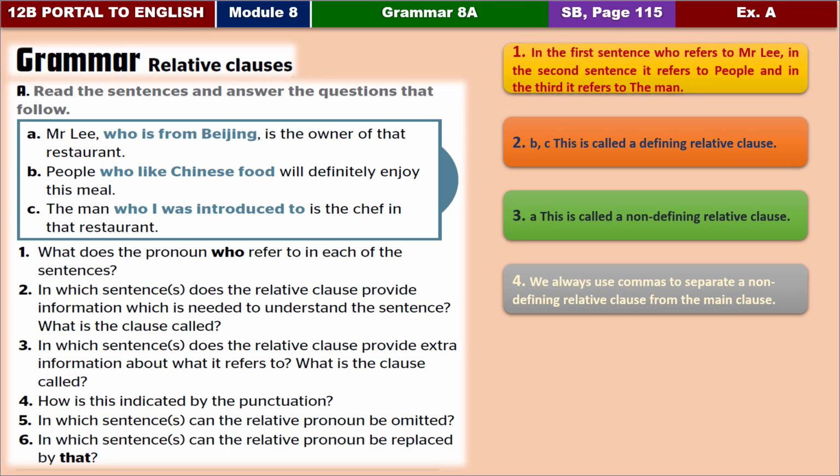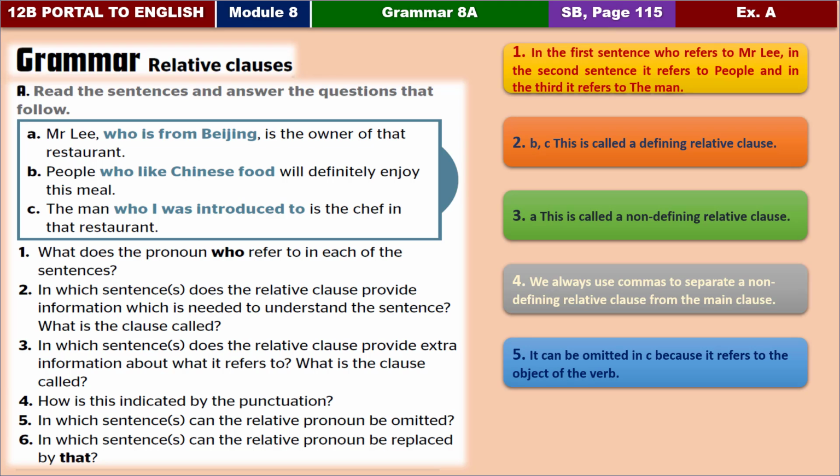Question 5. In which sentence or sentences can the relative pronoun be omitted? Yes, an answer could be as follows. It can be omitted in C because it refers to the object of the verb.